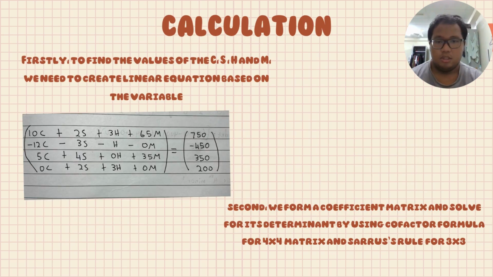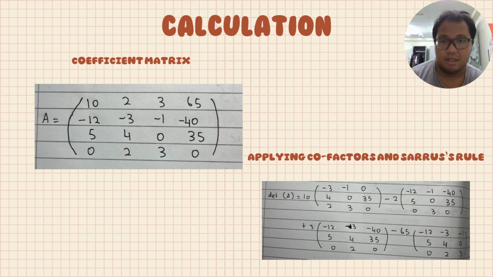Alright, as for calculation, firstly, we need to find the values of C, S, H, and M. We need to create a linear equation based on the variables. And after that, we form a coefficient matrix and solve for its determinant by using the cofactor formula for the 4 by 4 matrix and Sarrus' rule for 3 by 3. As for the coefficients, we got 10, negative 12, 5, and 0, 2, negative 3, 4, 2, 3, negative 1, 0, 3, 65, negative 40, 35, and 0.